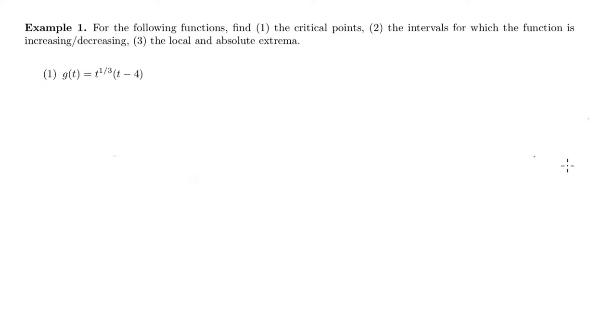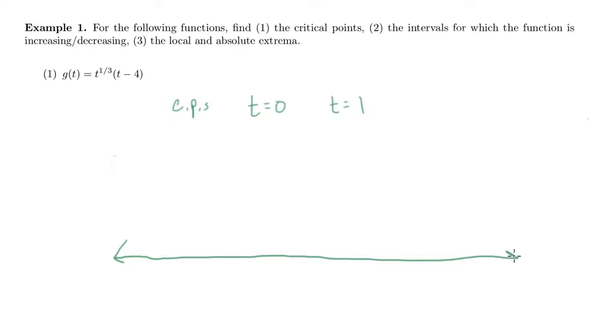All right, so we know the critical points we have are t equals 0 and t equals 1. So here's what I like to do. Once I have my critical points, and I want to find the intervals for which the function is increasing or decreasing, I want to make a number line. So I'm going to put t equals 0 and t equals 1.